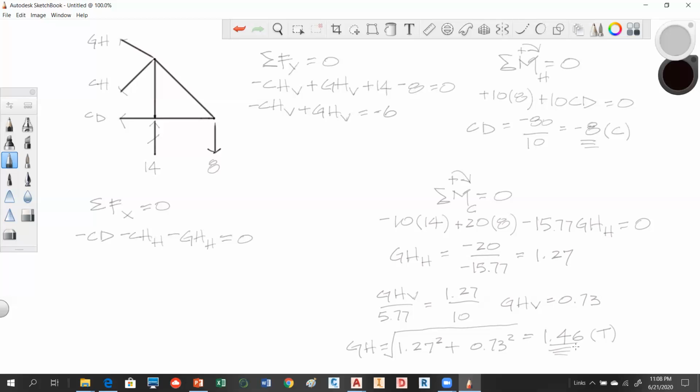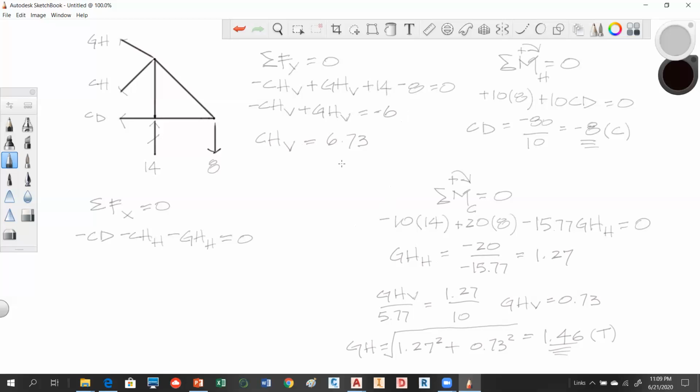So everything else now should be pretty well resolved. Let's see what we have. We need CHV. So we can plug in GHV, which is the 0.73 up here. When we do that, we get CHV is equal to 6.73. So when that comes over, it adds, and you got that down.